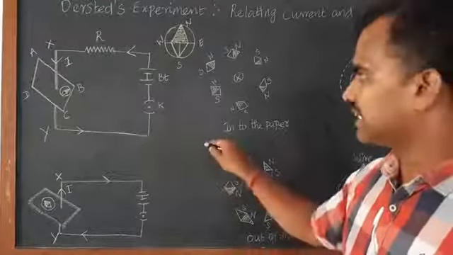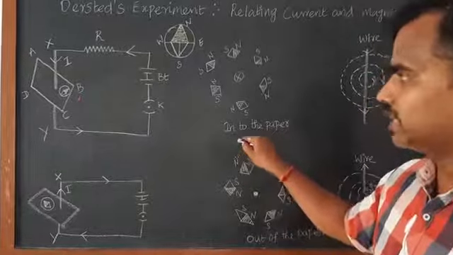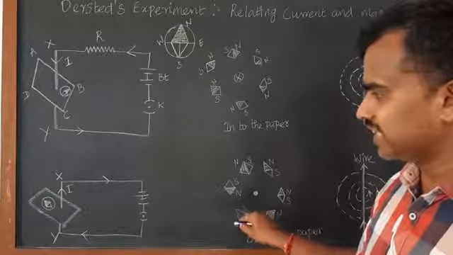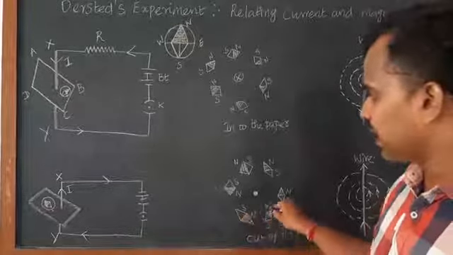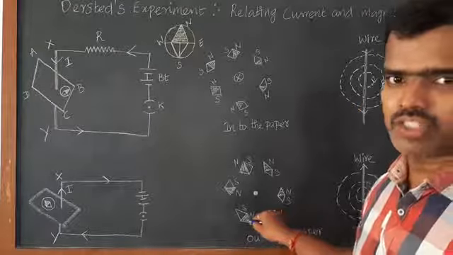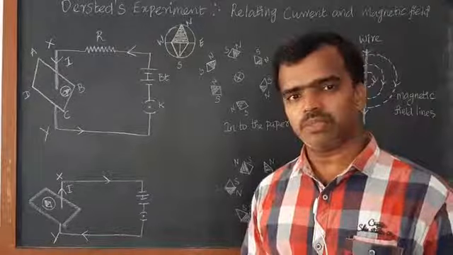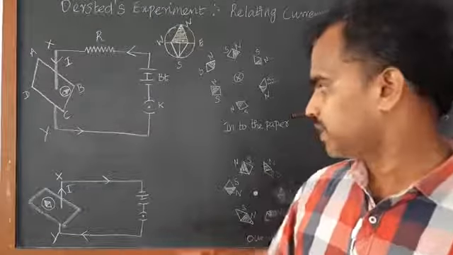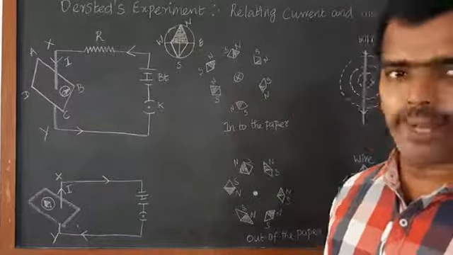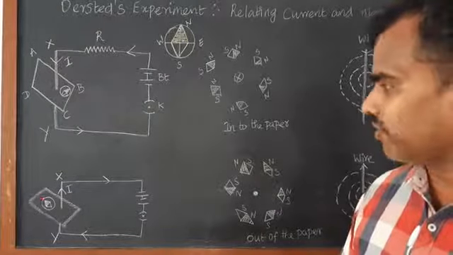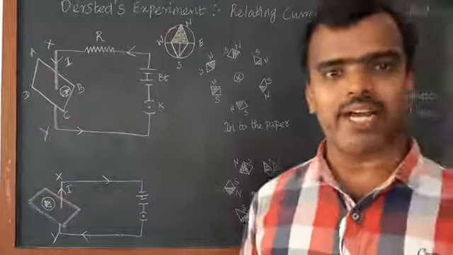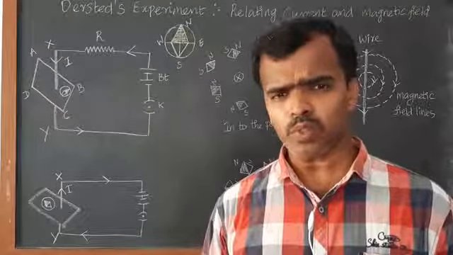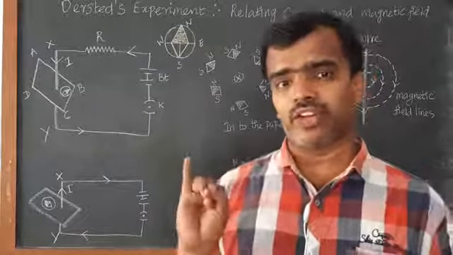The first concept is that the deflection is due to the magnetic field. The direction of the deflection gets changed. Why? Because we are reversing the current. This is concept 2. Now concept 3 is, if you increase the current value in that circuit, what will happen? The magnetic field also increases, because as the current increases, the magnetic field also increases. So we are observing 3 different concepts here.